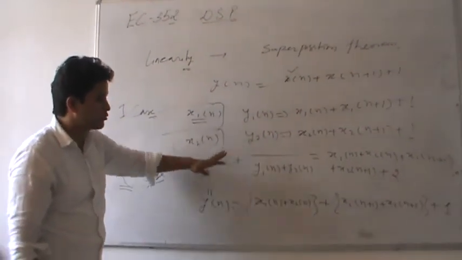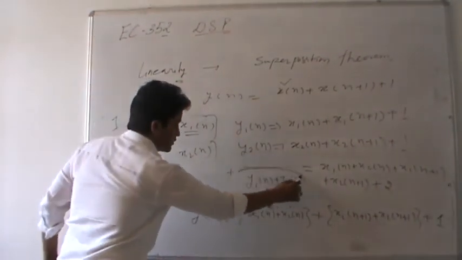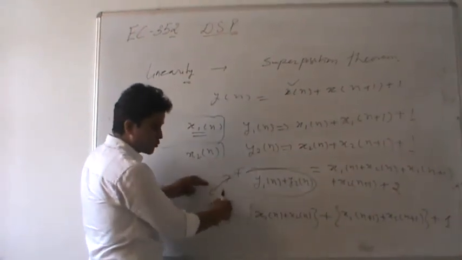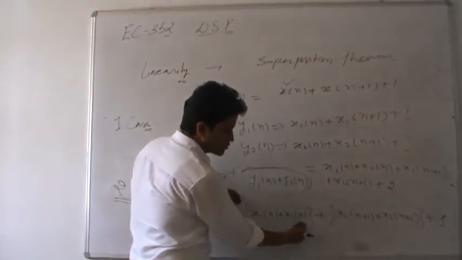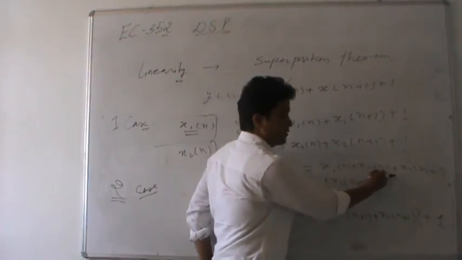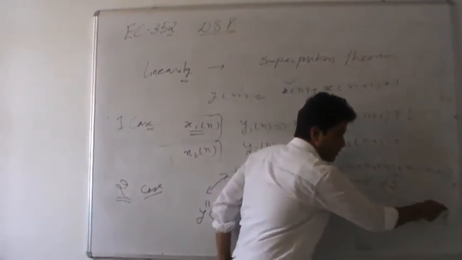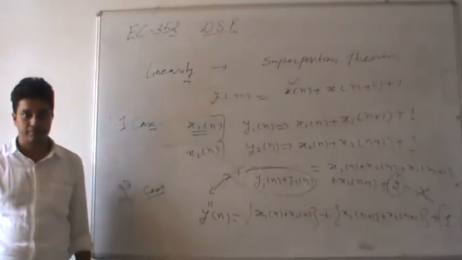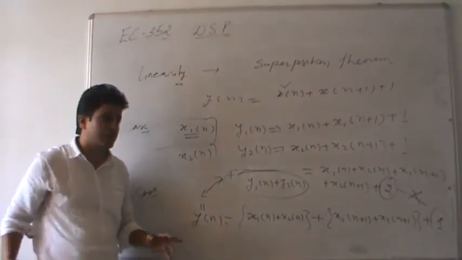This was the first step output. Now compare this y'' with this side. If these two are equal, then the system is linear. So compare: x1[n] plus x2[n] plus x1[n+1] plus x2[n+1] plus 1 plus 1 on one side, and on the other side x1[n] plus x2[n] plus x1[n+1] plus x2[n+1] plus 1. The difference between these two equations is 2 versus 1. The system is non-linear. Is it clear? The system is non-linear because the final equations are not equal.